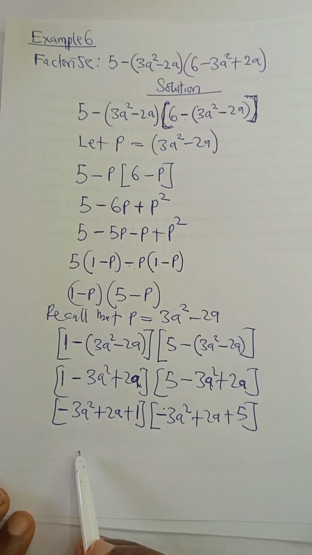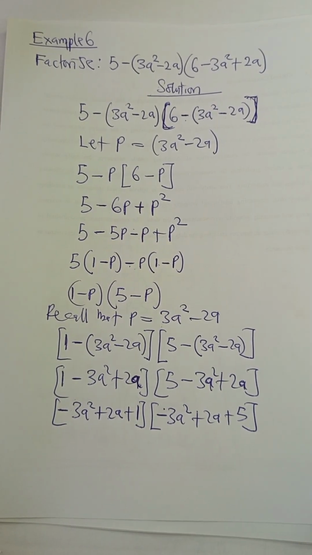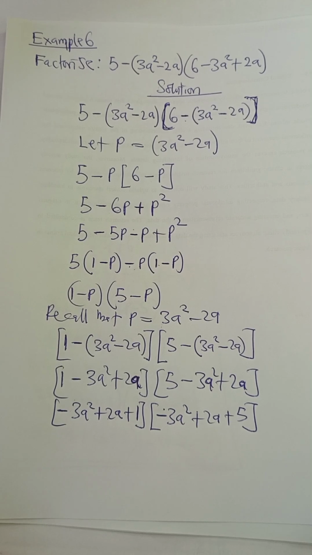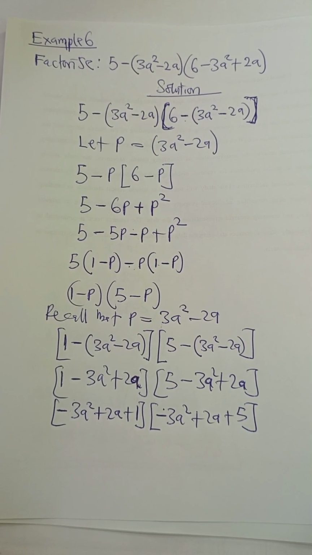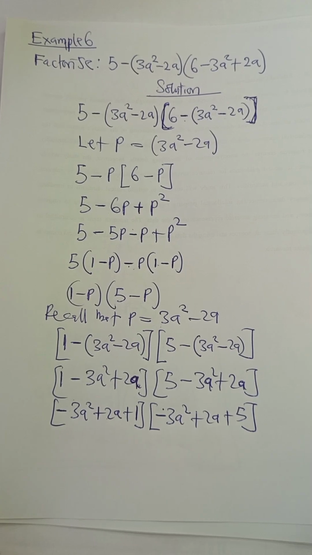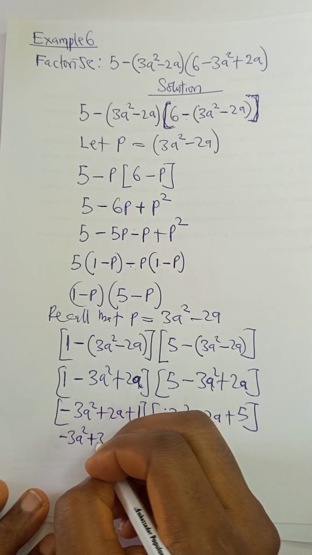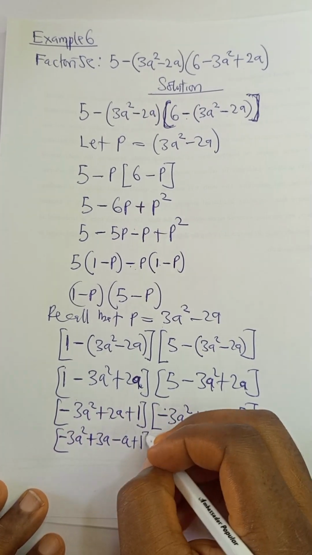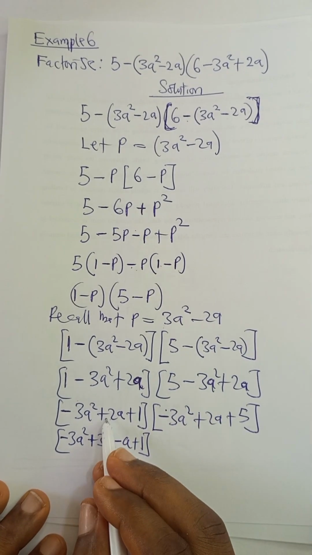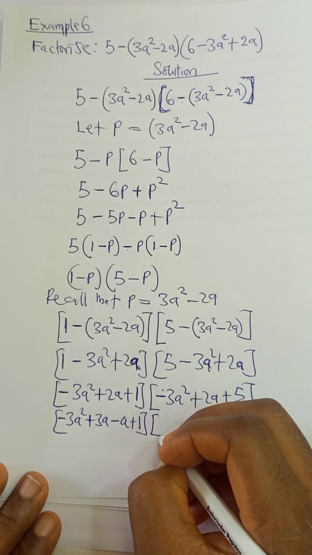So let's factorize now. We'll look for what we'll add to give us 2, times to give us minus 3. What is it? Add to give us 2, times to give us minus 3. That should be plus 3 minus 1. Plus 3 minus 1 will work. So we have minus 3a squared plus 3a minus a plus 1. That is for this. This will give us this 2. Then we can factorize in pairs. Then the same thing here.